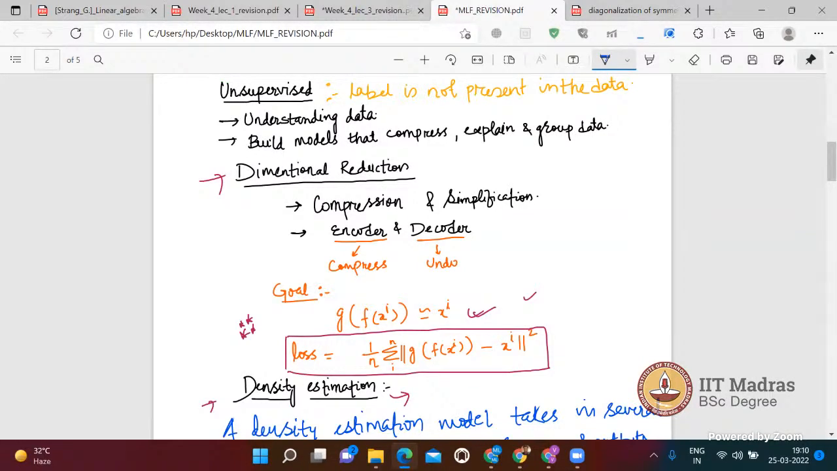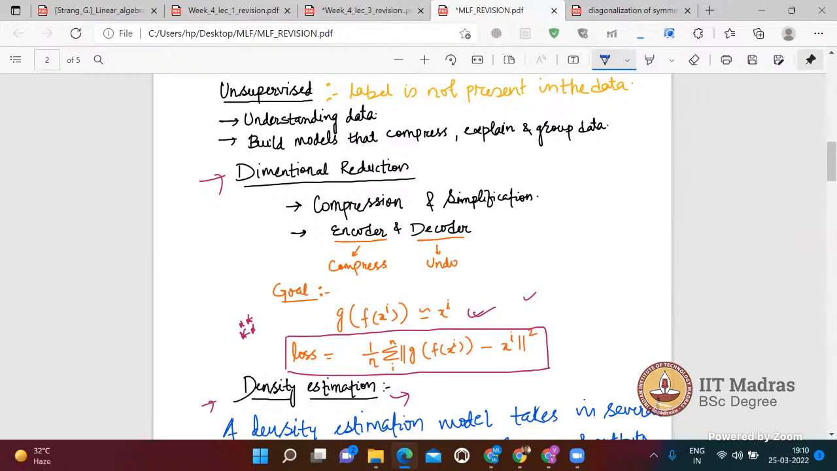So in dimensionality reduction, if we are having a very large dimension, we are just reducing it. Dimensionality reduction simply means we are compressing and simplifying. So we generally have 2 things, the encoder and the decoder. The encoder helps us to compress the data set, which makes the system more memory efficient.